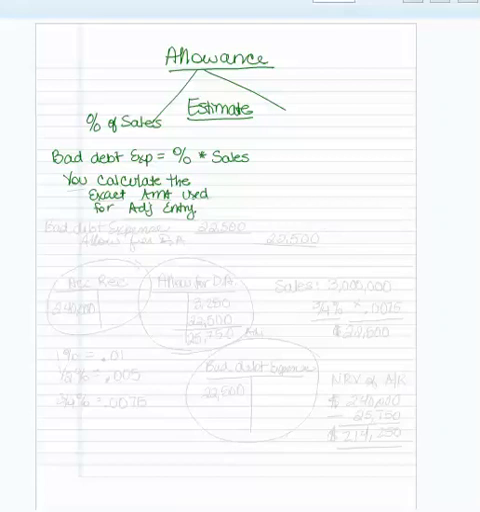What is the adjusting entry again? It's always the same no matter which method you use to estimate. It's a debit to bad debt expense and credit to allowance for doubtful accounts. And we have to figure out the amount. In this example, we don't know the amount of the adjusting entry, okay? So this is the percent of sales method to estimate uncollectible.